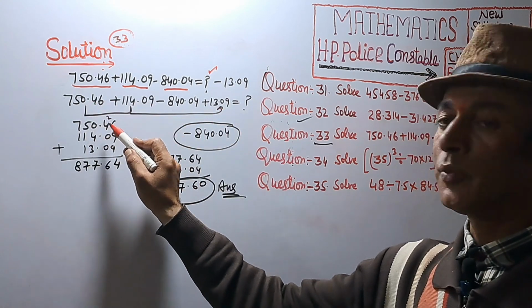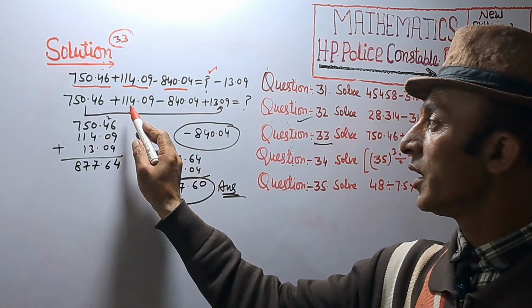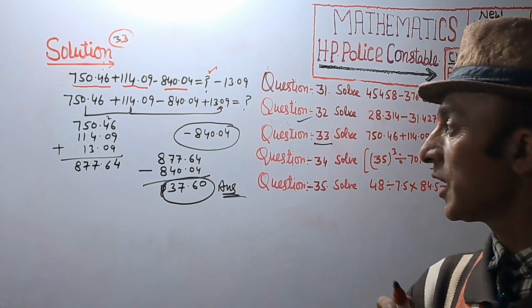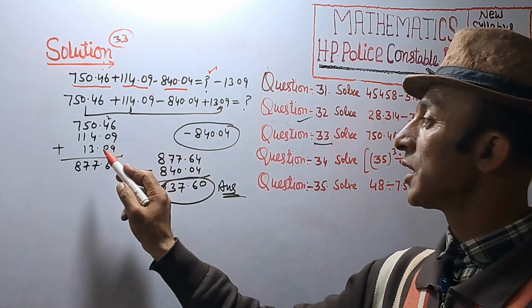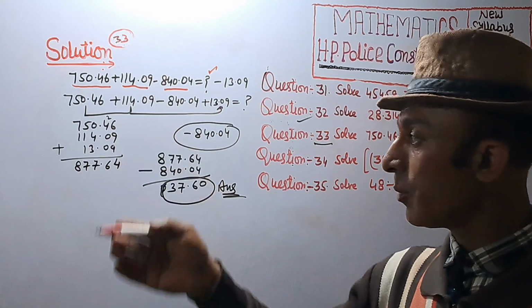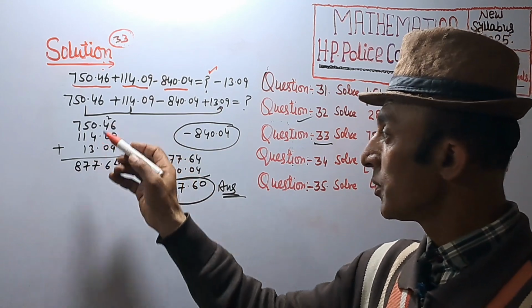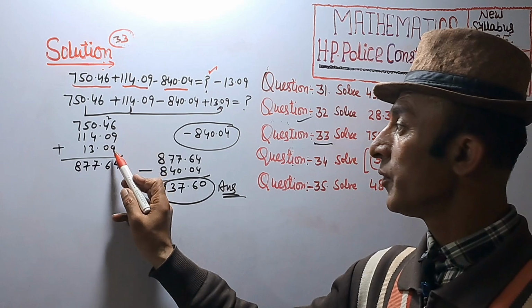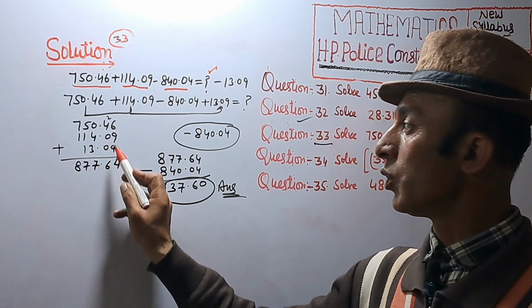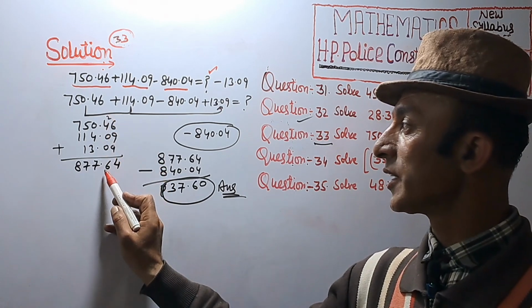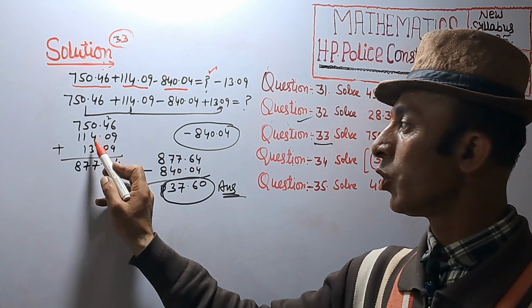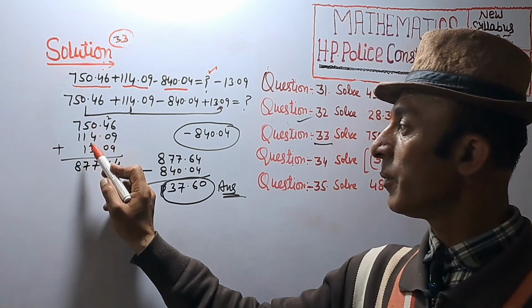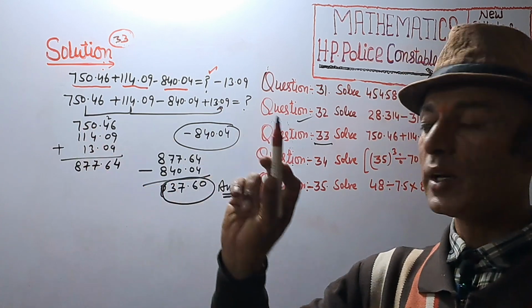that is 750.46, 114.09 second number, and third number is 13.09, and the sum of the 3 numbers is: 9 plus 6 is 15, plus 9 is 24, 2 carry, 4 plus 2 is 6, point, 4 plus 3 is 7, 5 plus 2 is 7, 7 plus 1 is 8.